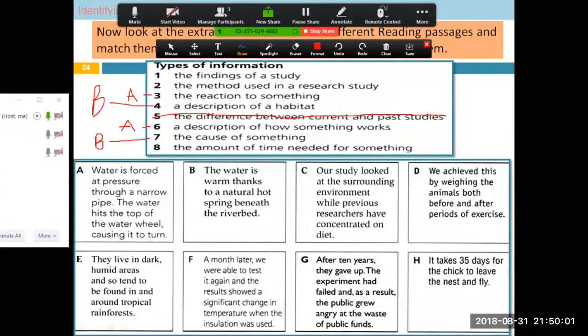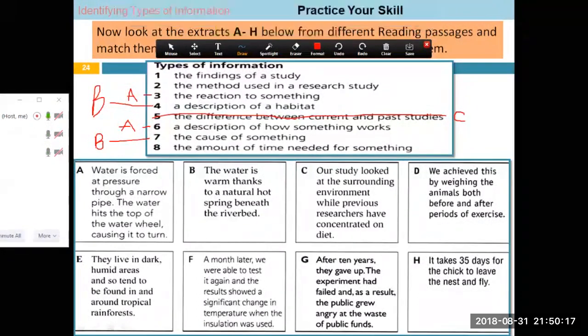To HOD, right? So anyways, this time you are sure about it, so I've striked it out. Clear? Okay, now move on to D. We achieve this by weighing the animals both before and after periods of exercise.